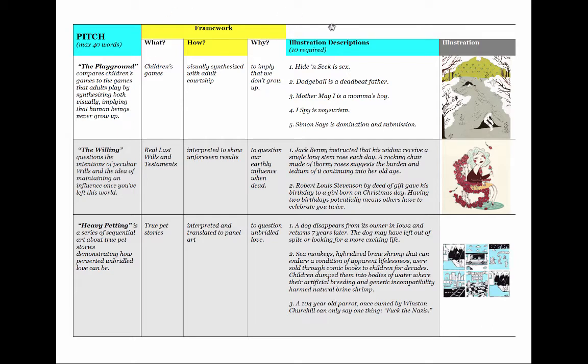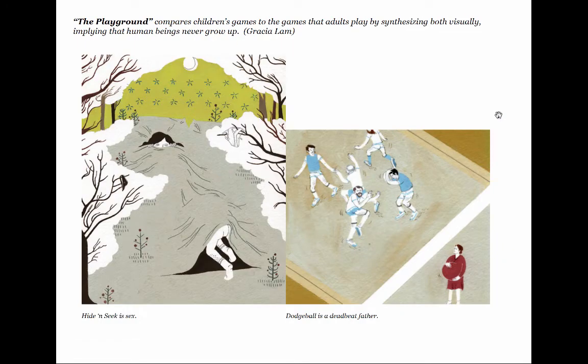And over in this column, I've written a few of the illustration descriptions that were submitted with the statement of intent proposal. The first being that the student compared this children's game, hide and seek, with this aspect of courtship, which is sex, and it eventually generated this image, and here it is enlarged, along with the image for another comparison between the game of dodgeball and a deadbeat father.